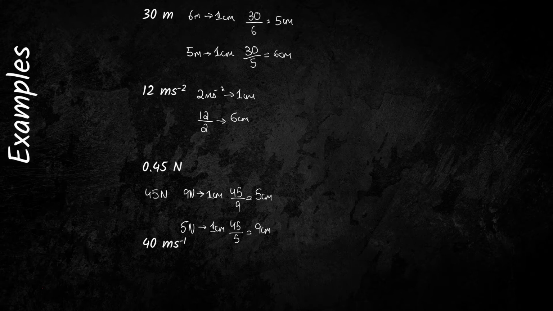The next is 40 meters per second. Now this right here is, of course, not speed. Why? Because speed is not a vector. So it's got to be velocity. All right. Again, we can use a couple of scales over here.